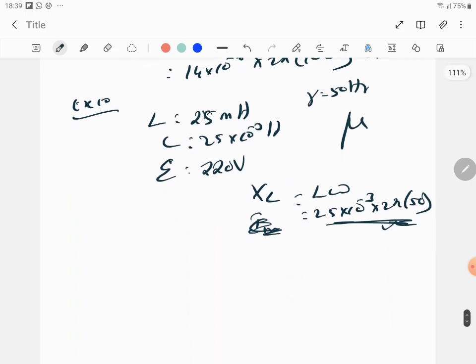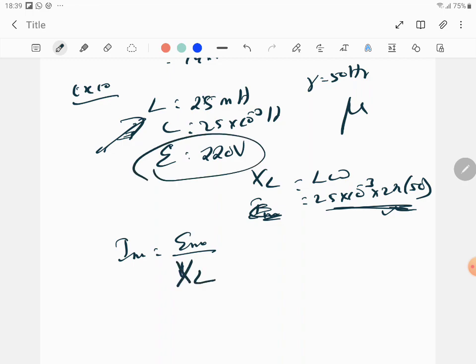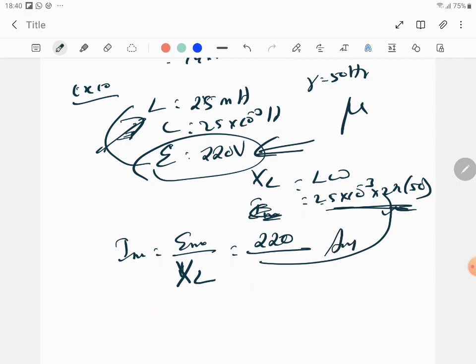Then they are asking for IRMS. When they give you a purely inductive circuit, IRMS is ERMS by XL. IRMS is ERMS by R, or in this case there's only an inductor, so you can write it as XL. Whatever the given value is, take it as ERMS. When they give a voltage like this across an inductor, the given value can be taken as the RMS value unless they specify it as a peak value. So 220 by this can be plugged in here, XL, and then find the IRMS value in ampere.